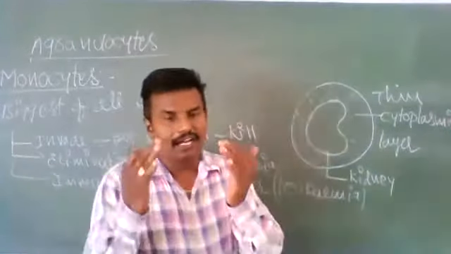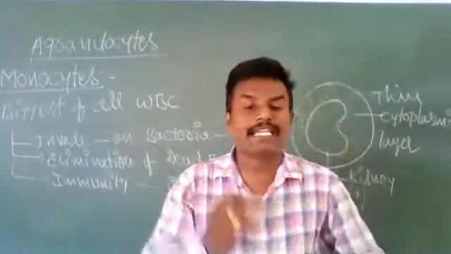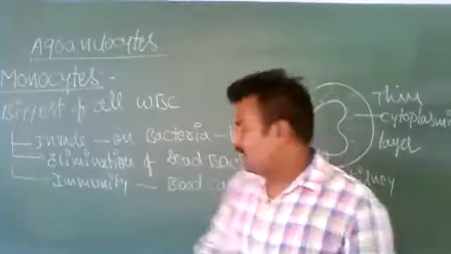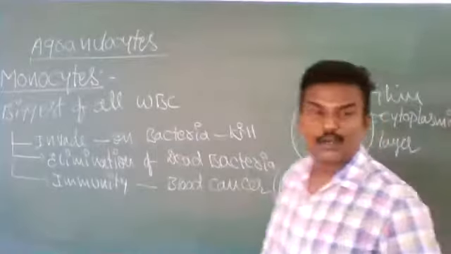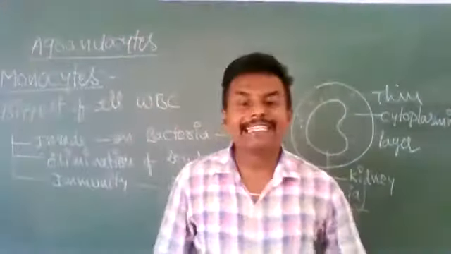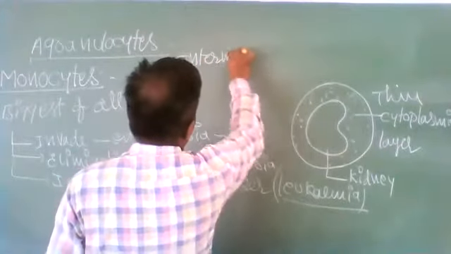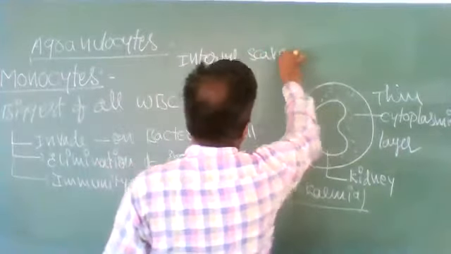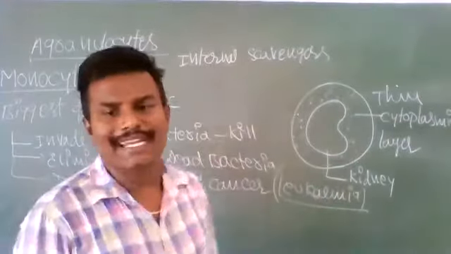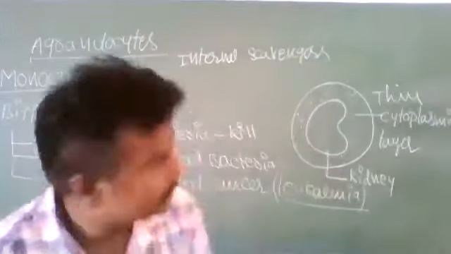When the number of monocytes is increased in our body, it leads to blood cancer. The medical term is leukemia, blood cancer. Monocytes are also called internal scavengers. Okay, so that is the next.